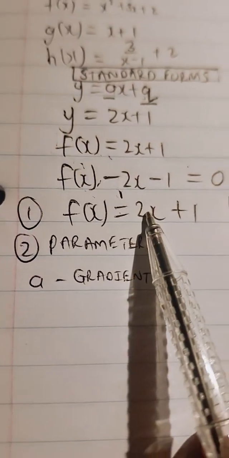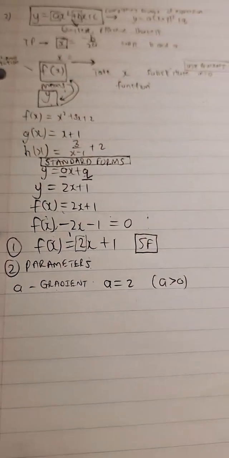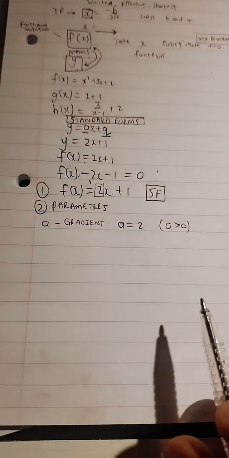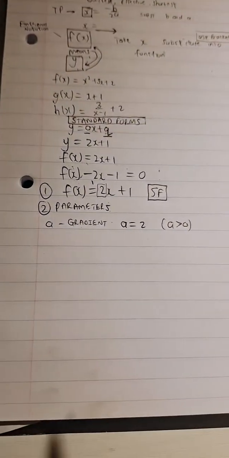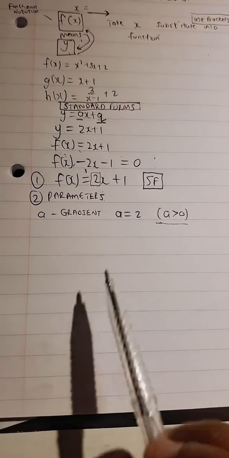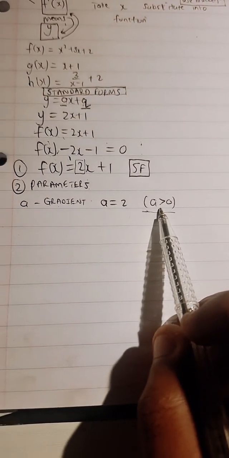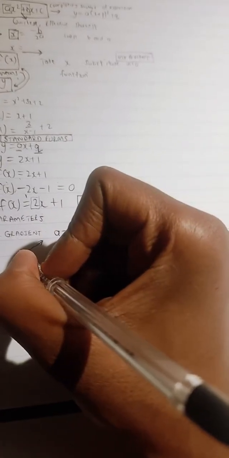The what? The coefficient. So the coefficient of x here, right? The gradient A is equal to 2, right? That means the gradient is positive. And let me tell you this, when the gradient is positive, it helps you establish what the shape of your function will be like. Because this is a linear function, a straight line, when the gradient is positive, that means we are going to have an increasing straight line.